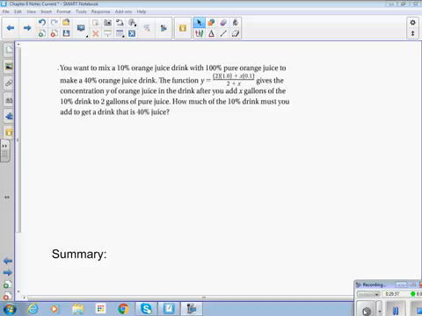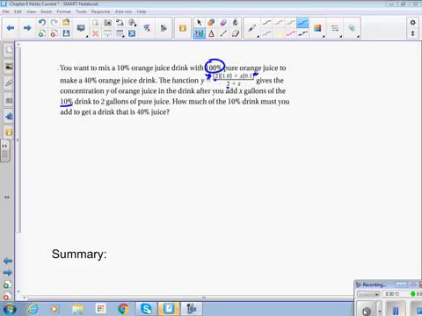So this 2 is the 2 gallons, just in case you want to use this as your portfolio question. 2 is the 2 gallons, 1.0 is the 100% here. X is the amount you're adding, 0.10 is the 10%, and then 2 gallons is this 2 still here. 2 gallons, 2 gallons.